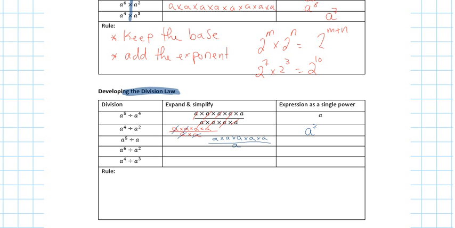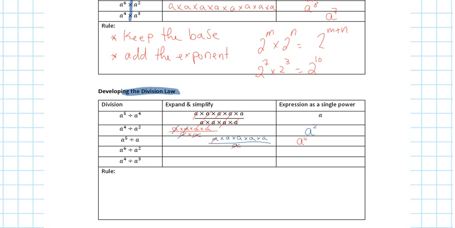Cancel a, right? You see that I have no more things to cancel, so I have a to the power of 4. Have you caught the rule yet? What is it? You subtract the exponent.